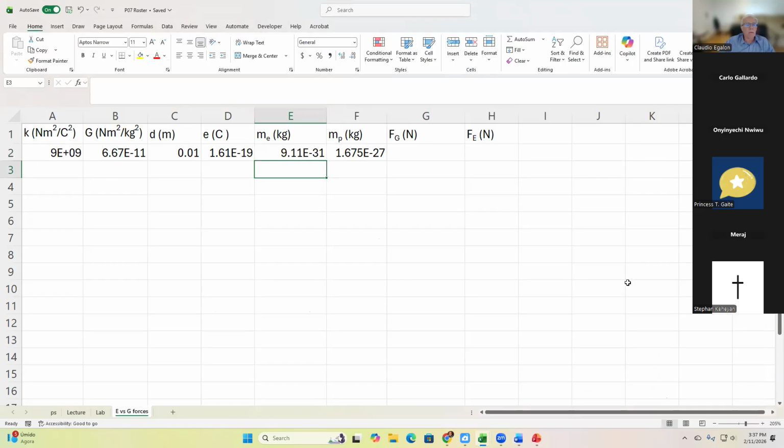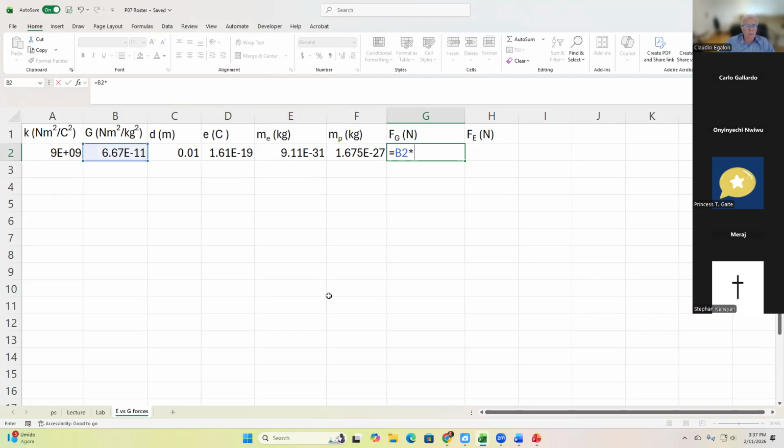911 times 10 to minus 31. And now we are going to do the actual calculation, right? Gravitational force is G times mass of one, mass of the other, divided by 1 centimeter squared. Okay? That's the magnitude of the force. 10 to minus 63. Okay? This is in newtons, right? Approximately 1.01 times 10 to minus 63.